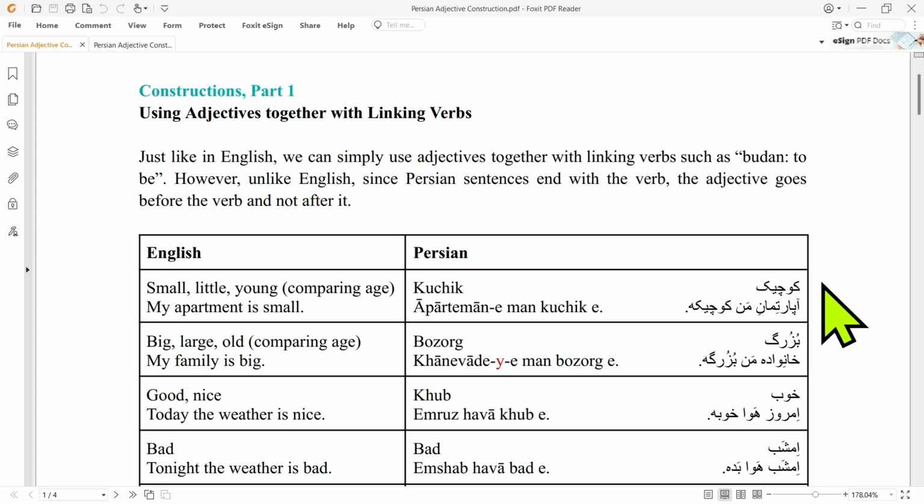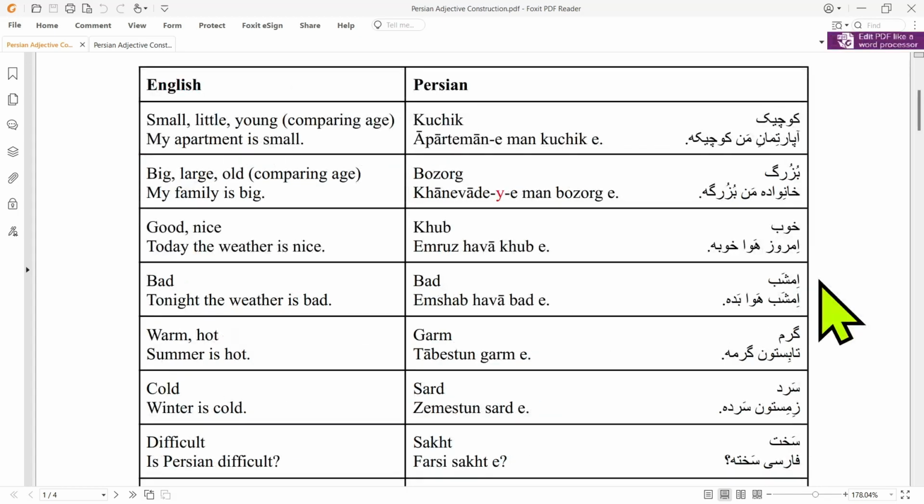So if we want to say a sentence like my apartment is small, we can simply put kuchik together with e and say apartman man kuchike. And for a sentence like my family is big, we simply put buzurg together with e and say خانواده من بزرگه. Similarly, if we want to say today the weather is nice, we would put خوب together with e and say امروز هوا خوبه. Following the same construction, tonight the weather is bad would be امشب هوا بده.